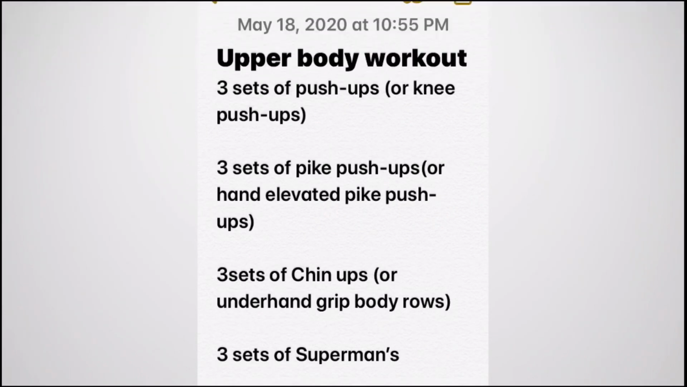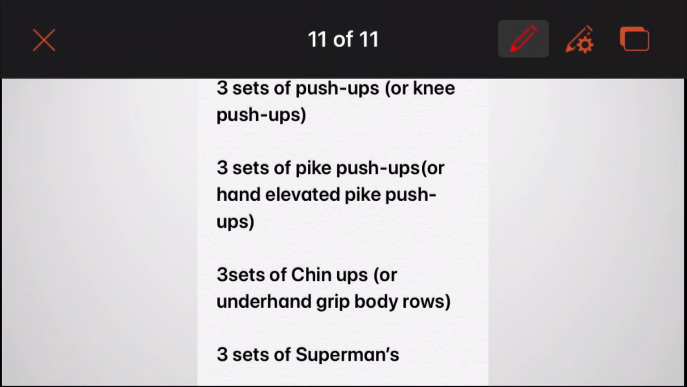That's maximum. Okay, so the workout's going to consist of 3 sets of push-ups or knee push-ups, 3 sets of pike push-ups or hand elevated pike push-ups, 3 sets of chin-ups or underhand grip body rows, and 3 Supermans. Now these are all going to be in ranges of between 8 to 12 reps every set, and I'd recommend you guys have a 1 to 2 minute break between each set.